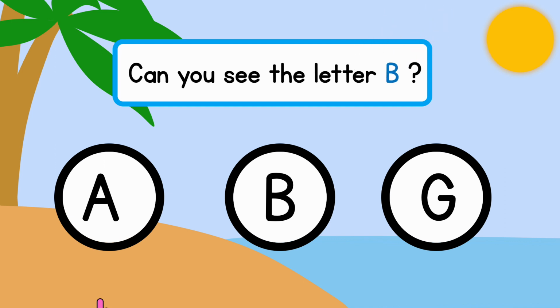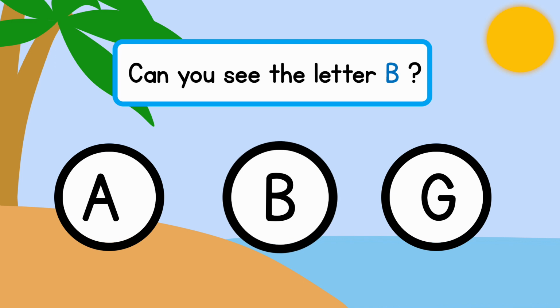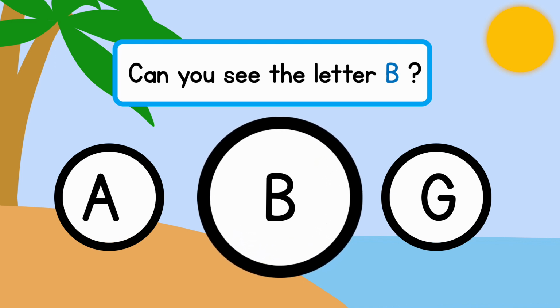Can you see the letter B? Let's say the names of all the letters and then we're going to find the letter B. A, B, G. Can you point to the letter B? Well done. You found the letter B.